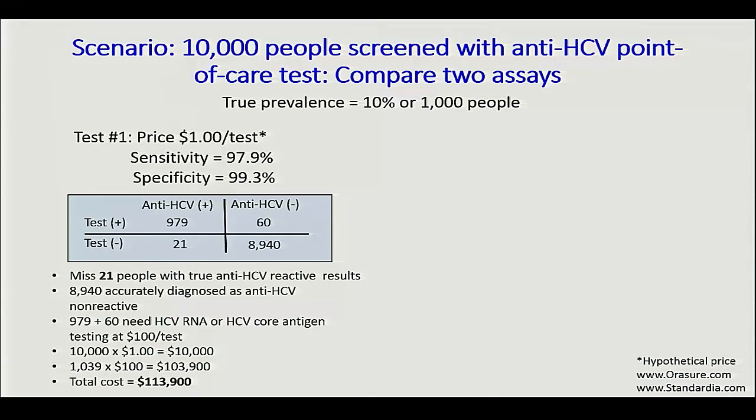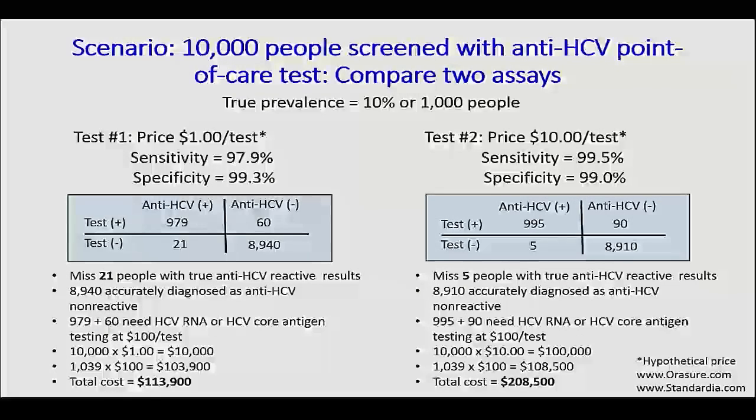The first test is an inexpensive test. Let's call it a dollar a strip. And it looks like it has very good sensitivity and specificity. And if you had to test 10,000 people, the majority of your test costs are going to be from that HCV RNA test, not the antibody test.